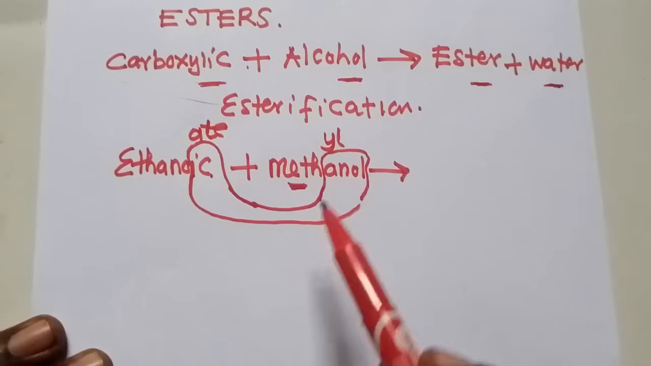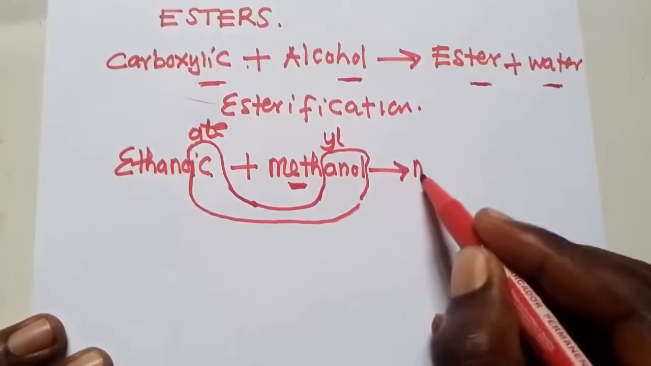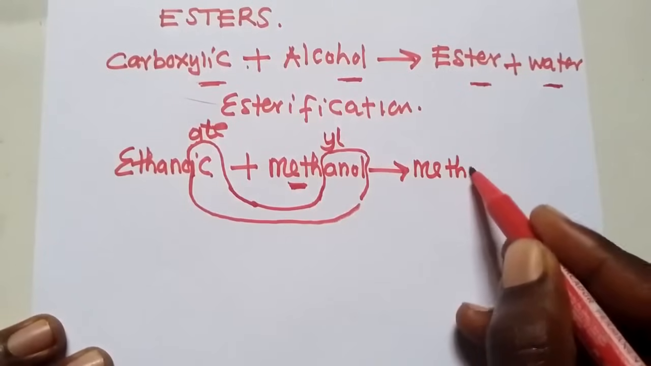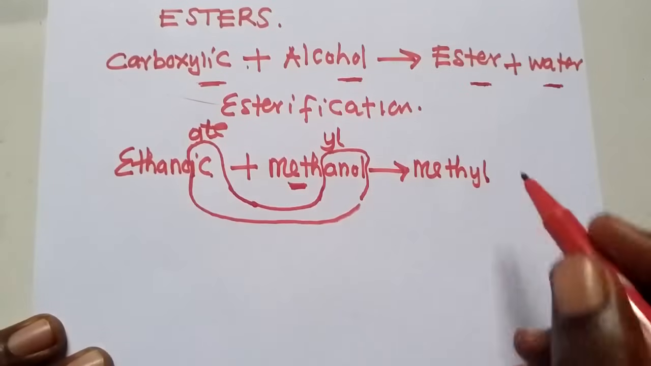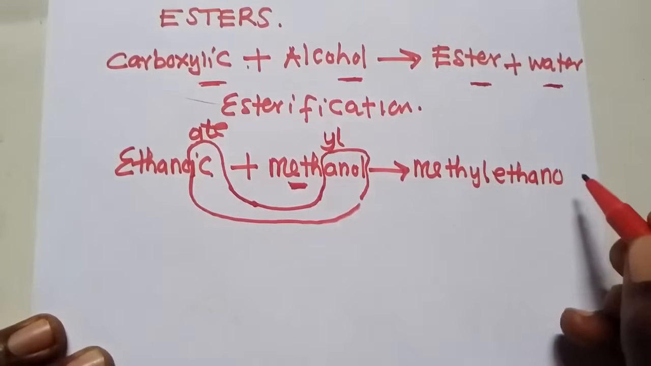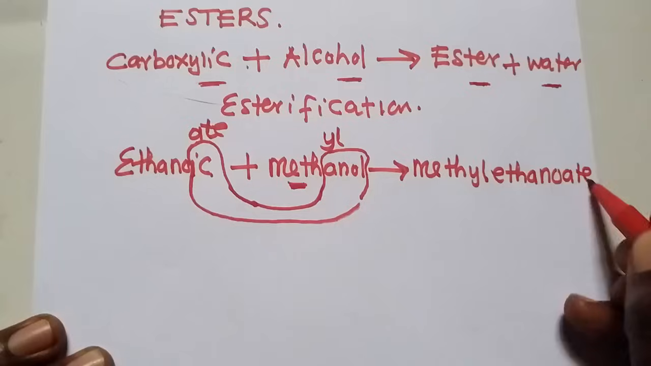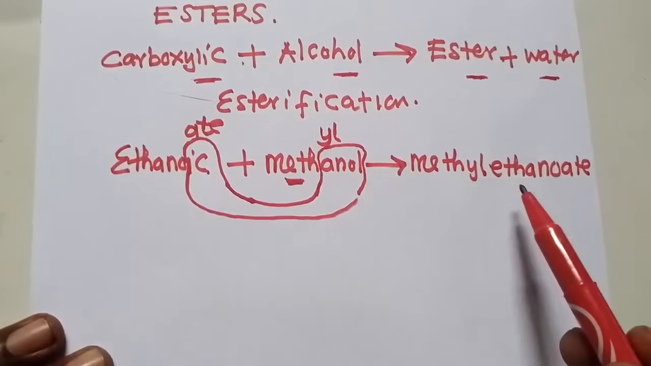So what is formed? I'm going to start with this one. What is formed is methyl. Have you seen methyl? Then I put that one, which is ethanoate. Like this. This is an ester which is formed. This is the name of the ester that is formed.